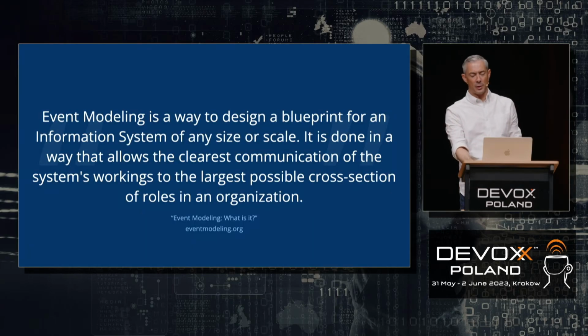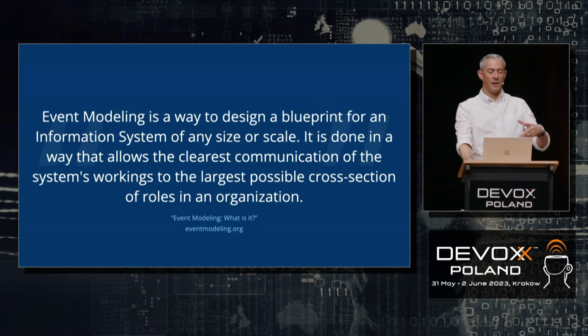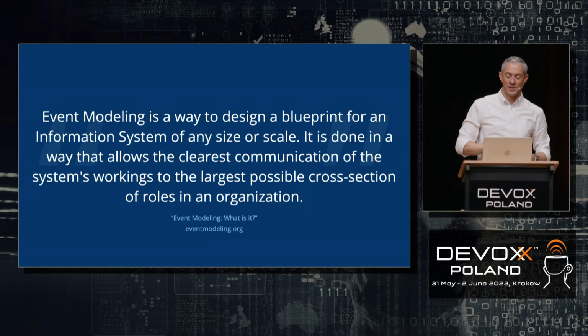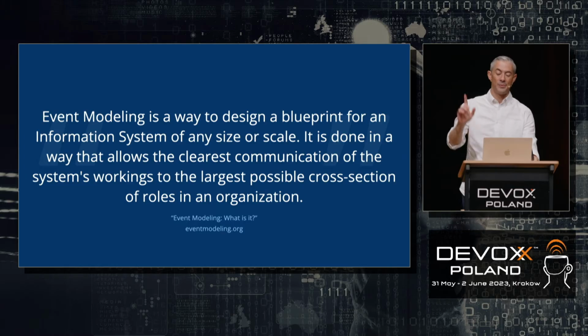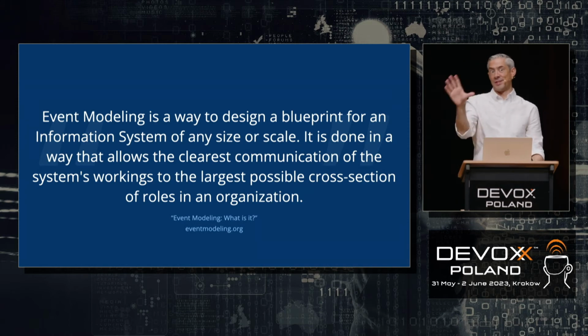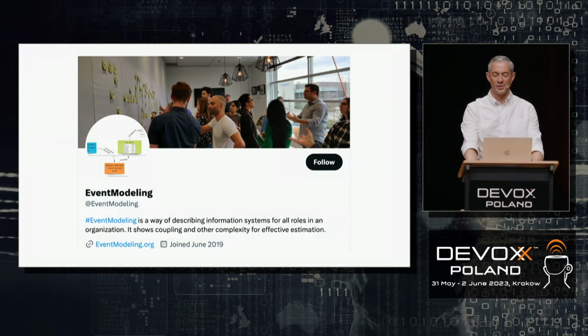So back to event modeling very, very quickly. What is event modeling? Event modeling is a way to design a blueprint for an information system of any size or scale. It is done in a way that allows the clearest communication of the system's workings to the largest possible cross-section of roles in an organization. So that's what they summarize event modeling as, and if you go to the Twitter page, it says the same thing in fewer words. It's a way of describing information systems for all roles in an organization. This is a very bold, ambitious goal.